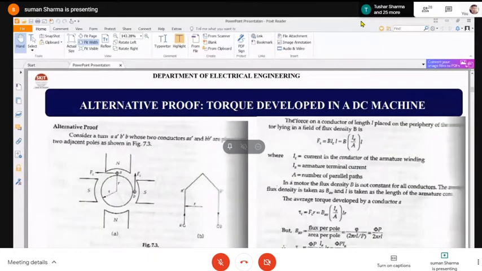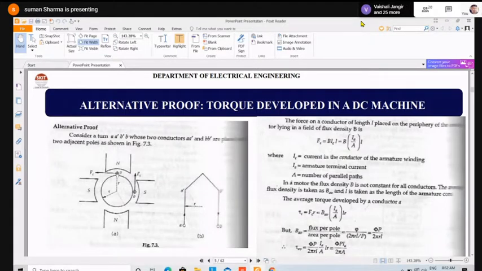Then alternatively, we can derive the torque developed in a DC machine. You have a north pole and a south pole, and there are two conductors A and B. In A, the current is flowing into the paper, whereas in B, it is flowing out of the paper. Every turn consists of two conductors. Consider the turn A dash. In one turn, there are two conductors. So A dash, the entering and leaving terminal, then B dash. These are placed in the adjacent poles, meaning the north pole and the south pole.